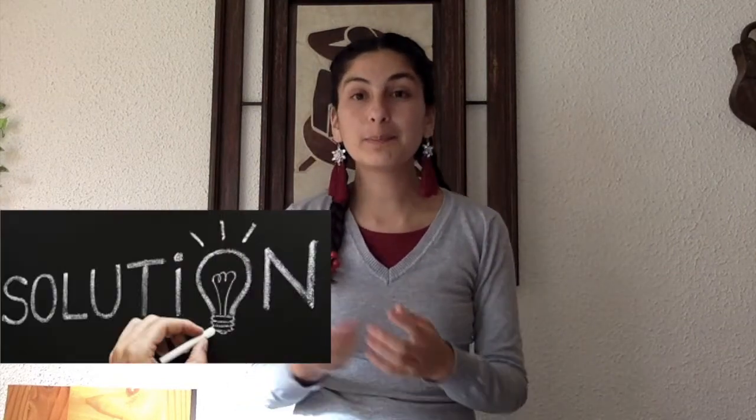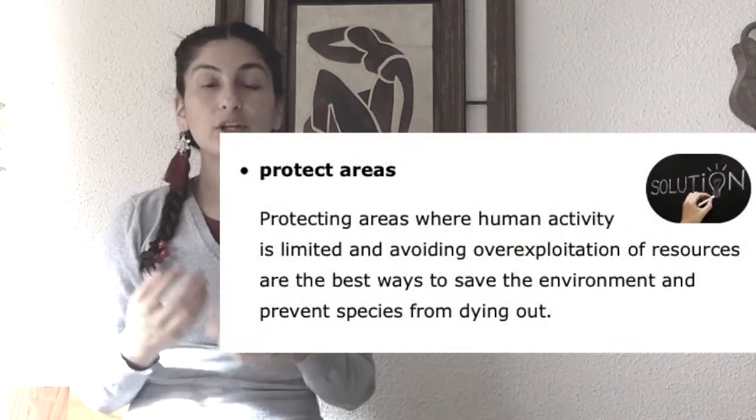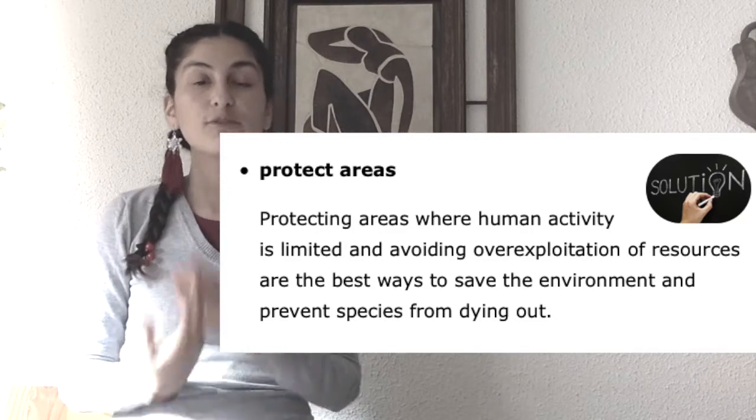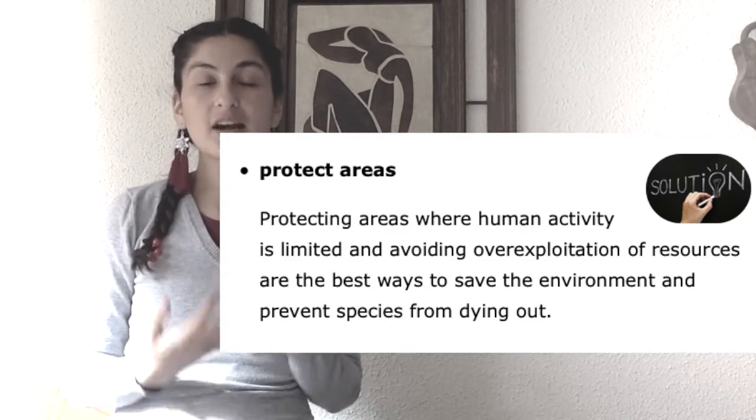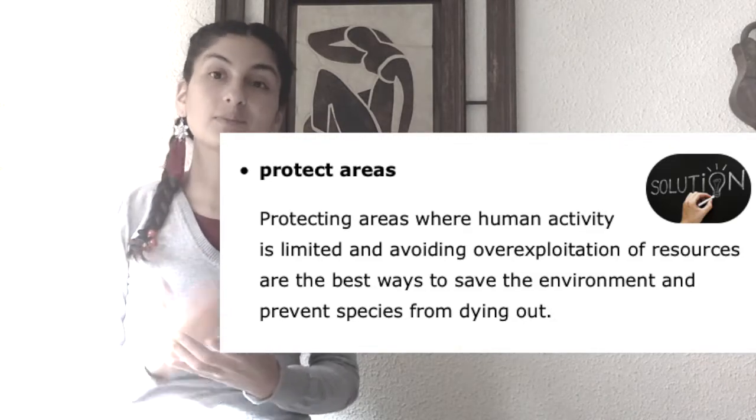So after you've thought about the possible causes, you can use them in your writing. You can invent more reasons for this problem, but usually it's enough to give one or two causes in your writing. Now let's think about the possible solutions. One of the solutions may be to protect areas. Protecting areas where human activity is limited and avoiding overexploitation of resources are the best ways to save the environment and prevent the species from dying out.